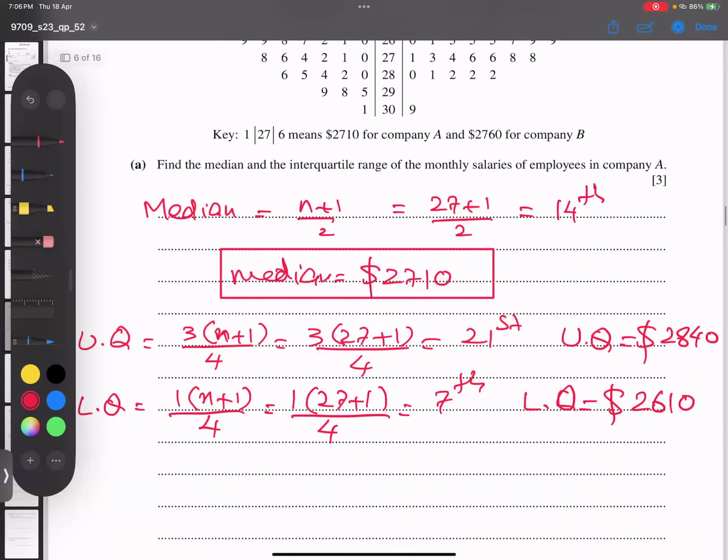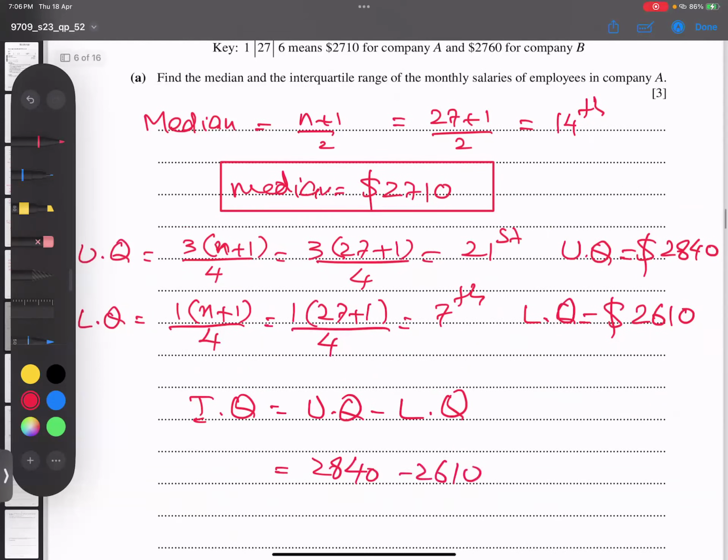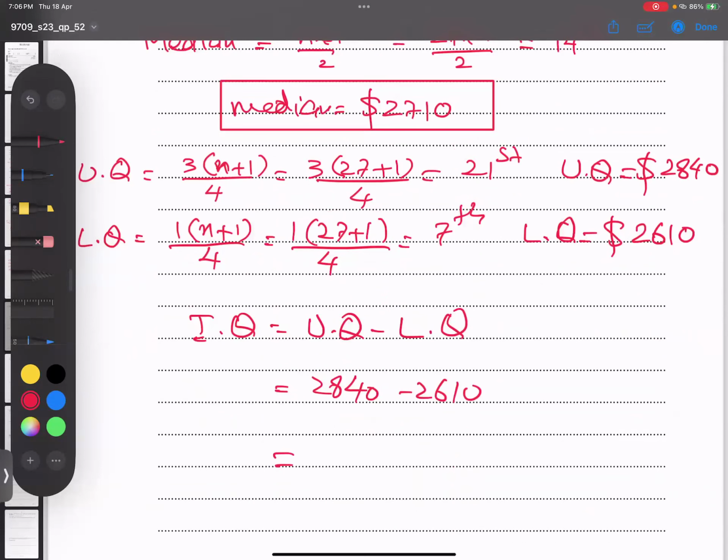Now the interquartile range. What is the formula? Upper quartile minus lower quartile. The upper quartile is 2840 and the lower quartile is 2610. If I subtract them, it comes to $230. So I believe the interquartile range is very clear.